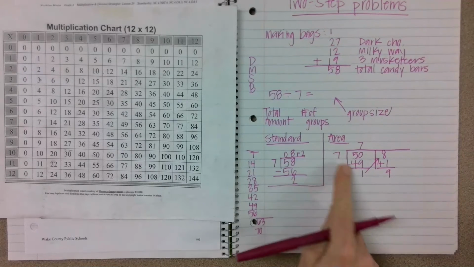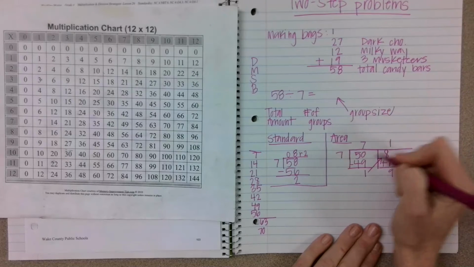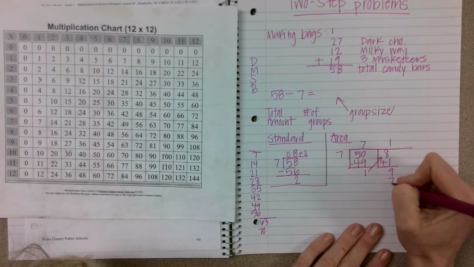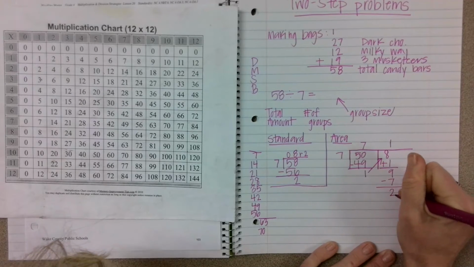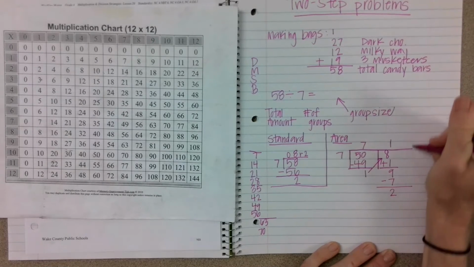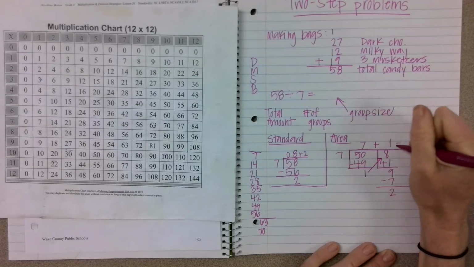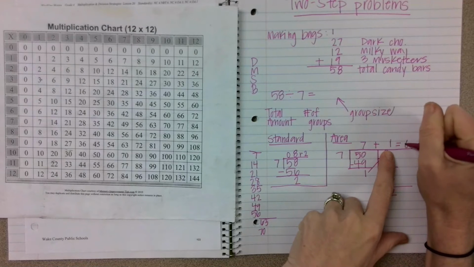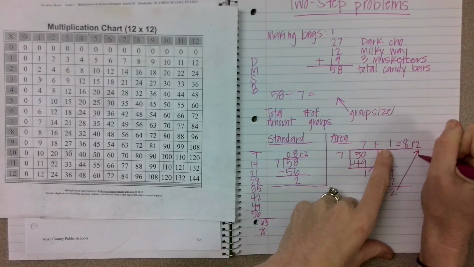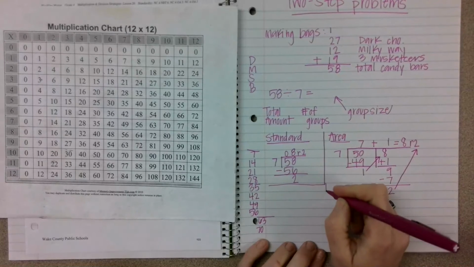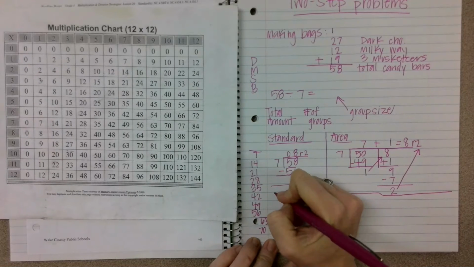I'm going to say, how many times does 7 go into 9? I know that's 1 time. 1 times 7 is 7. I'm going to subtract what I had, and I got 2. I have nothing to bring it over to, so I'm going to add 7 plus 1 is 8, remainder 2. Okay, that's area. Now I'm going to show you base 10.